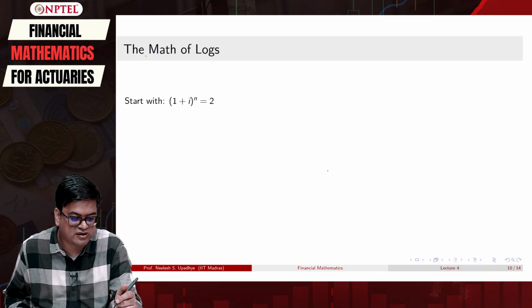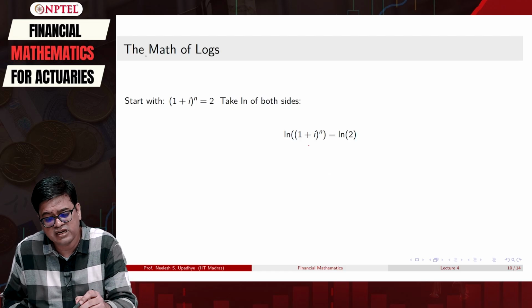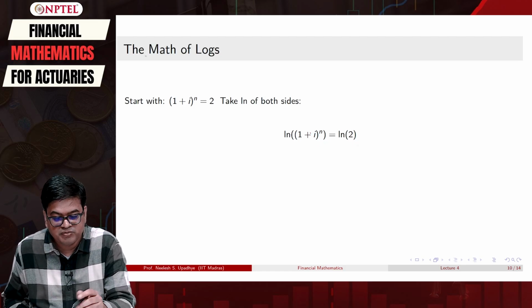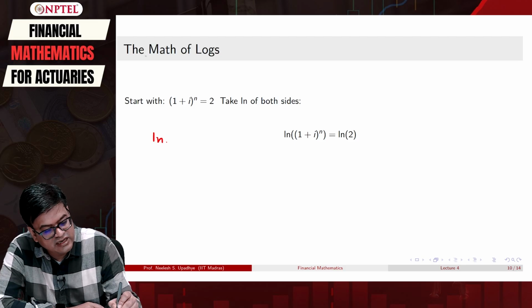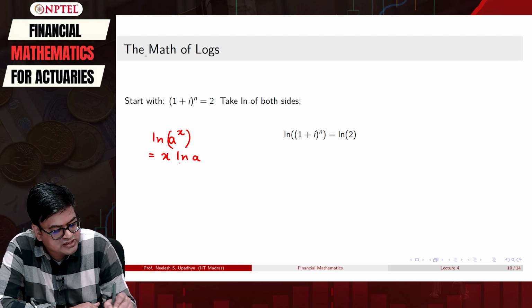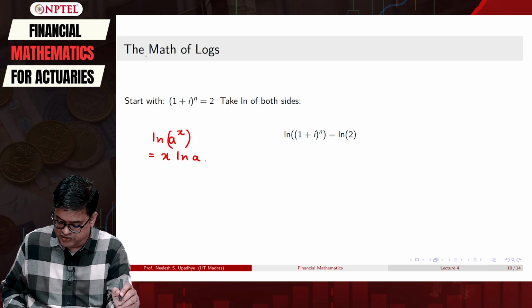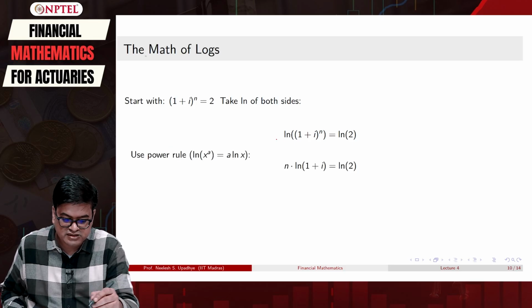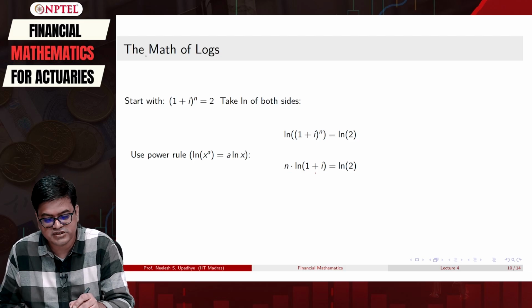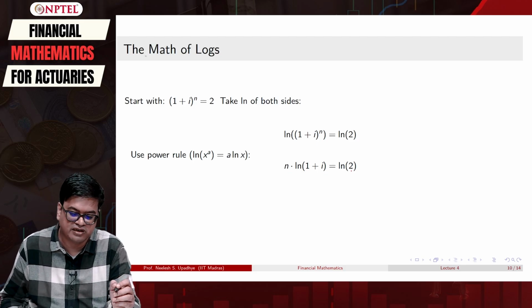So if I take a natural log, I will get ln of (1 plus i) raised to n is equal to ln of 2. Then because you already know that ln of a raised to x is equal to x times ln of a, I will use this rule. So this is ln of a raised to x is x times ln of a. I will use this rule and I will take this onto this. Okay, so it's n times ln of (1 plus i) is equal to ln of 2.